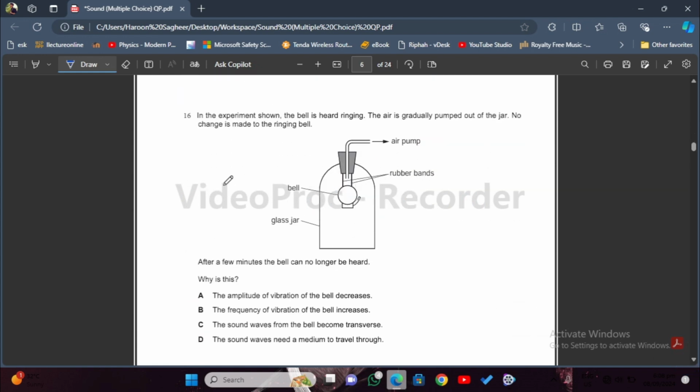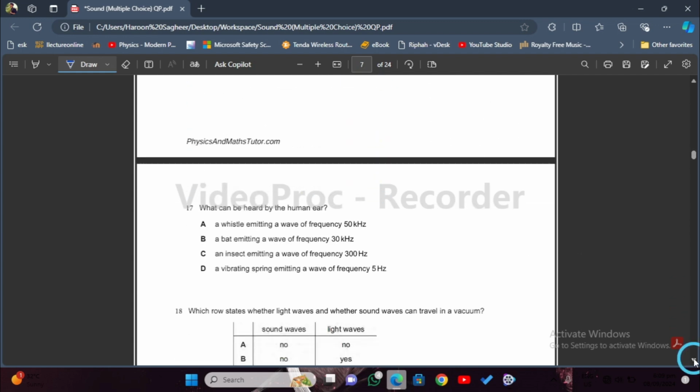Right, in question number 16, we have a bell jar. In the bell jar, initially there are so many particles. When the bell is rung, we can hear the sound. But then there is an air pump attached to it, and that air pump would suck all the air particles and throw them out of the jar gradually. So the bell would still be ringing, but we won't be able to hear a sound. Well, that is because there is no medium anymore. No medium, because all the particles are gone from this jar. The sound waves from the bell become transverse, incorrect. Frequency of the vibration, no. Amplitude, incorrect. So that leaves us with the final option, which is D. The sound waves need a medium to travel through. Of course, if there is no medium, there would be no sound.